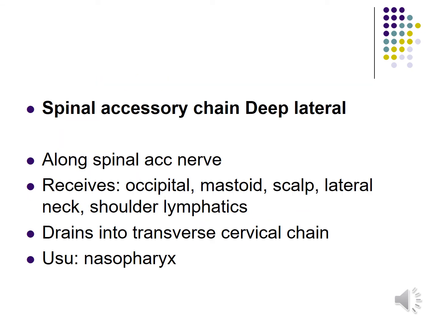The spinal accessory chain, the deep lateral, runs along the spinal accessory nerve and receives the occipital, mastoid, scalp, lateral neck, and shoulder lymphatics. Drains into the transverse cervical chain and nasopharynx.